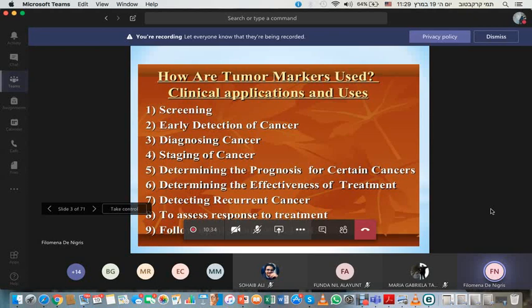We have markers to stage a cancer and verify whether it is poor, aggressive, or not. We can use markers to determine the right prognosis of a certain kind of cancer, and the efficacy of the treatment that we are using. We can monitor the presence of recurrence, assess response to specific treatment, and also use markers to follow up the patients.